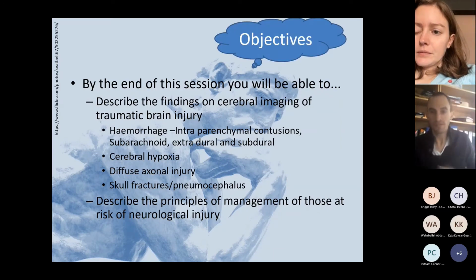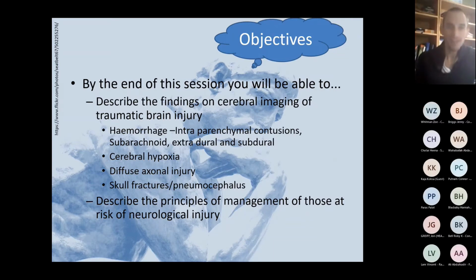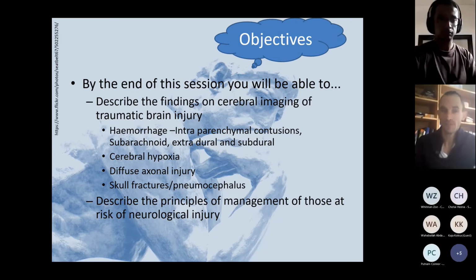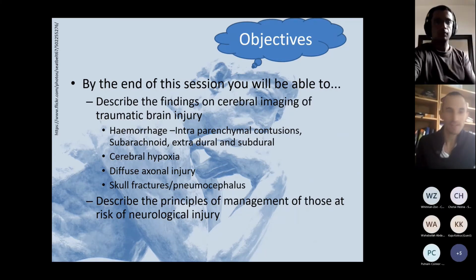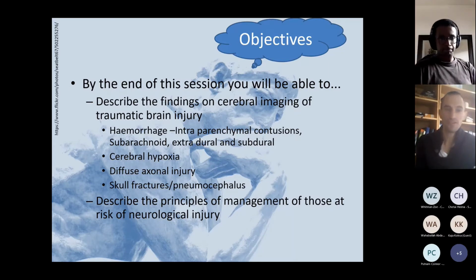So in terms of overall objectives for the entire session, we're hoping that by the end you should be able to describe the findings on cerebral imaging of traumatic brain injury, including the common findings of hemorrhage, cerebral hypoxia, diffuse axonal injury, and pneumocephalus. Hopefully after Hina's presentation, you've seen those images and you'll be able to recognise some of the salient points. Hina gave a really good overview of some of the important issues. And if you're in CT looking at a patient with one eye on the monitor, you might also catch some of those findings. So hopefully we've covered the first objective.